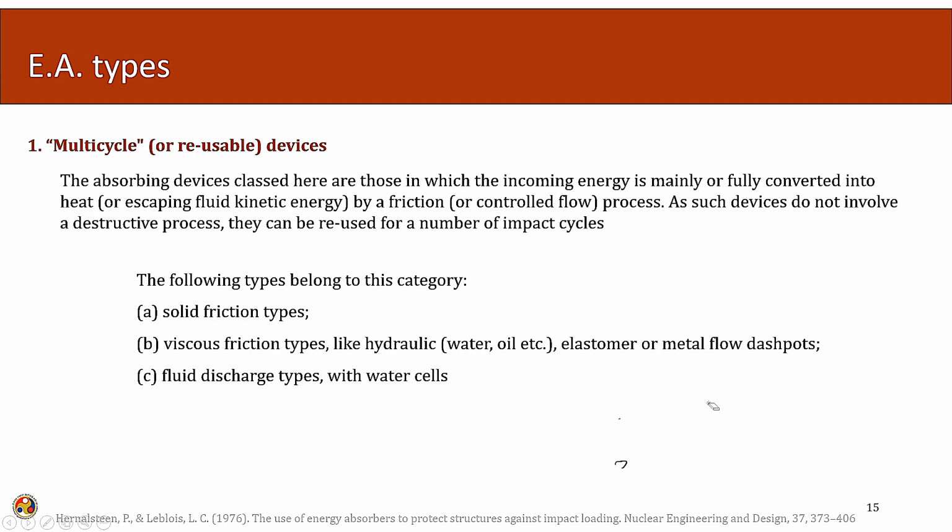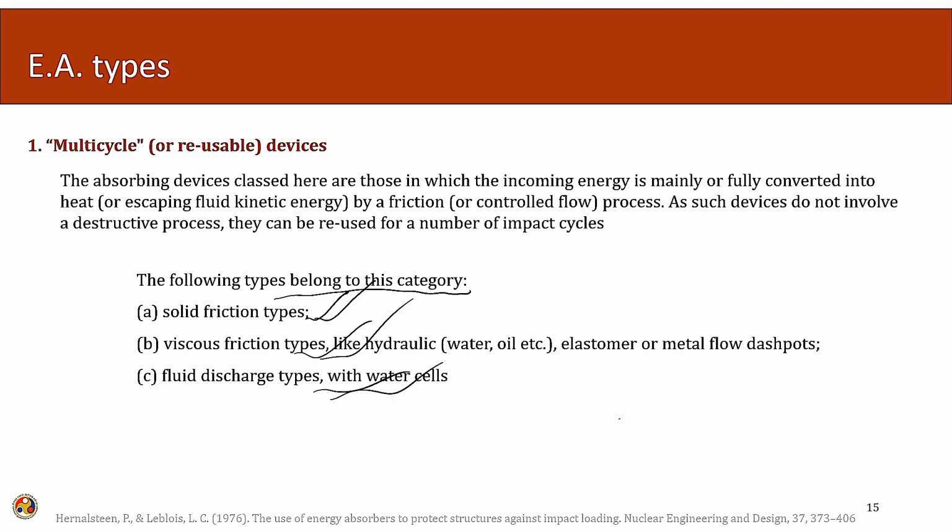The absorbing devices classed here are those in which the incoming energy is mainly or fully converted into heat or escaping fluid kinetic energy by a friction or controlled flow process. As such devices do not involve a destructive process, they can be used in a number of impact cycles. So, they can be used in multiple phases. The following types of energy absorber belong to this category: solid friction types, viscous friction types, or fluid discharge types, like in a water cell.